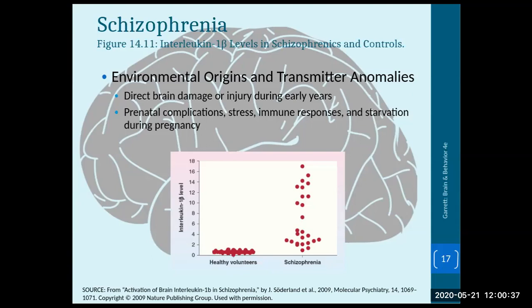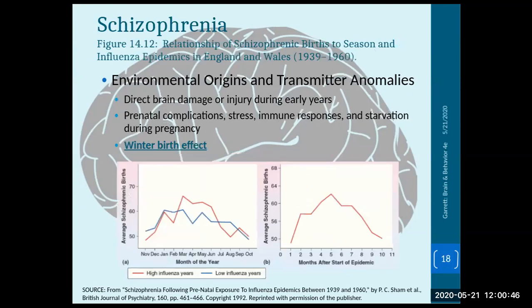So we see a lot of these things that can exacerbate or make the symptoms worse, make them show up earlier than adolescence, right? And things like that. One of the other things that we've seen, you kind of have to take it with a grain of salt, is this thing that we call the winter birth effect.